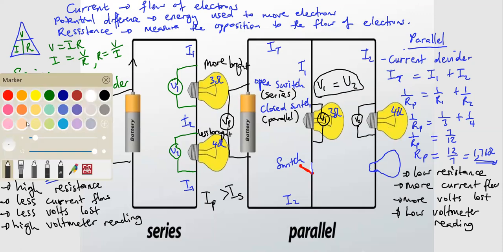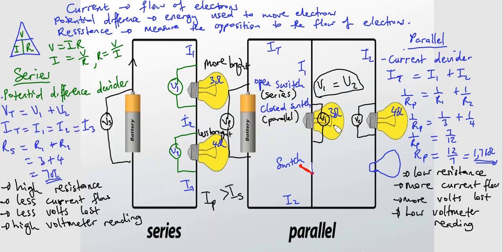This is what you can see. There is a V1 there, there is a V2 there. The voltage is the same. Okay, so I think that's all you need to understand when you are attempting questions.